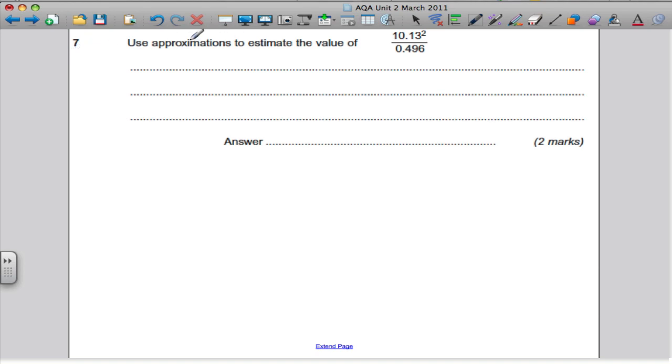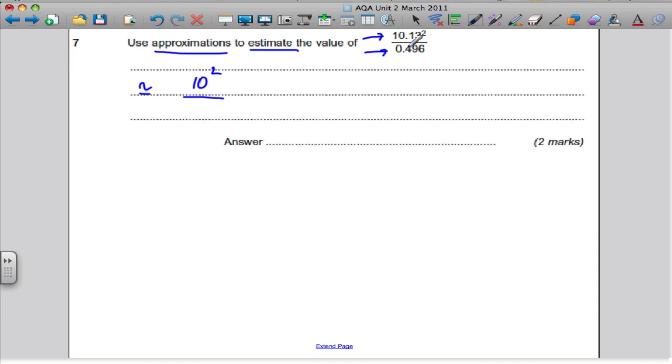Okay, question 7, an approximation or estimation question. Remember I said when doing these, round everything to one significant figure, it makes your life a lot easier. So looking at the top number, the first non-zero digit is a 1, it's in the tens column, so round this to the nearest 10. So the thing you're trying to work out is approximately 10 squared on top.